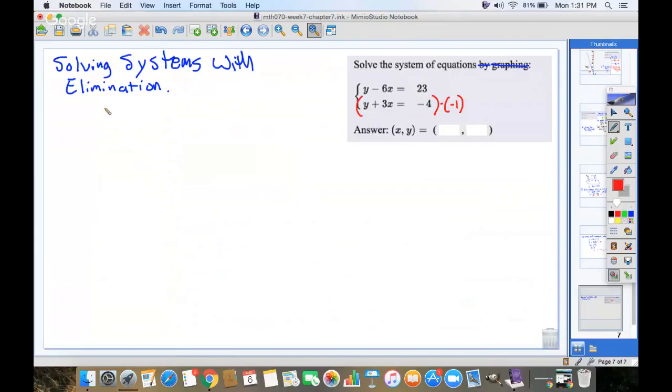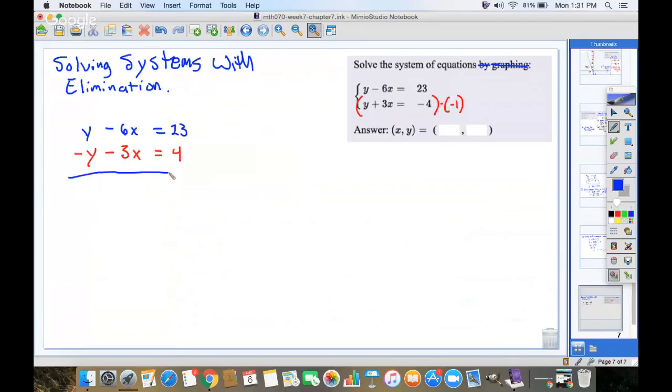So doing that will give me a new equation, negative y plus 3x. Oops, I missed my sign. Let's try that again. So -1 times y is negative y. -1 times positive 3x is going to be a minus 3x. And -1 times -4 is a positive 4. And we get our other equation, the top one just the way it is, y minus 6x equals 23.